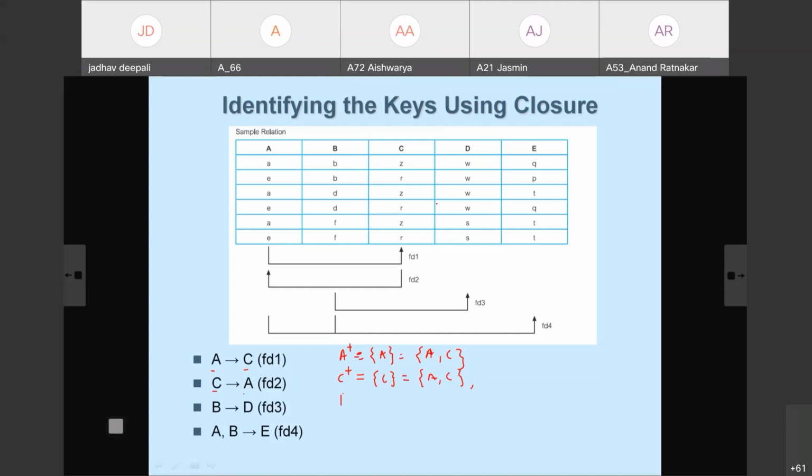If I try to calculate B closure, first I add B here. B tends to D is there, so D comes into the result. D is determined from B. No other attribute we can add to this result.